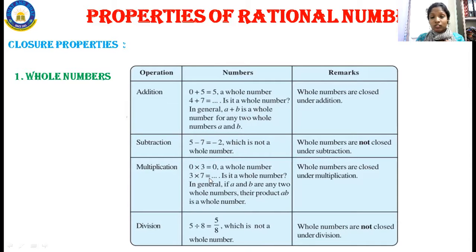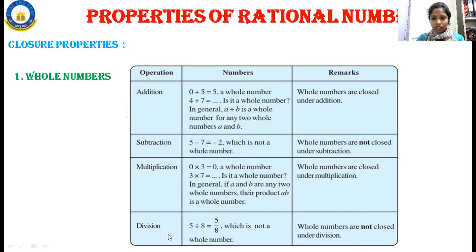So then 3 into 7 is what? Whether it is a whole number or not. So in general we can tell that a and b are two whole numbers, and the product of a and b, a into b, is equal to ab. And whole numbers are closed under multiplication.